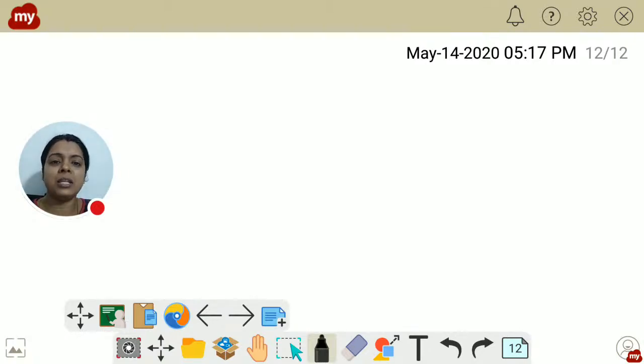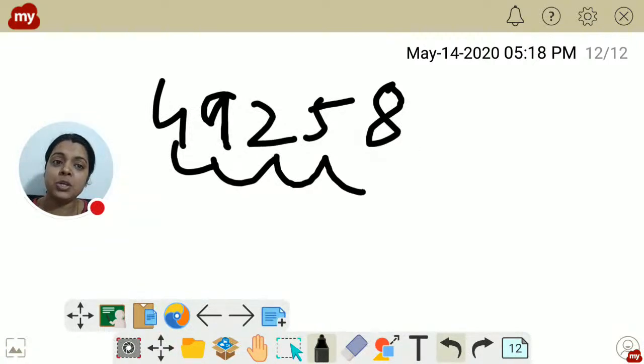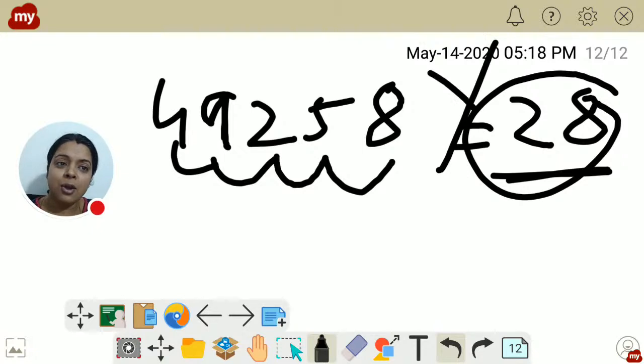Now I take you to another number, 49258. A very big number. Let's see how to do it. 4 plus 9 is 13, 13 plus 2 is 15, 15 plus 5 is 20, and 20 plus 8, the answer comes 28, right? Now you have to check whether 28 is divisible by 3 or not. That's why I told you it is very important that you know the table of 3. If you know the table of 3, you can easily say yes, 28 is not divisible by 3.